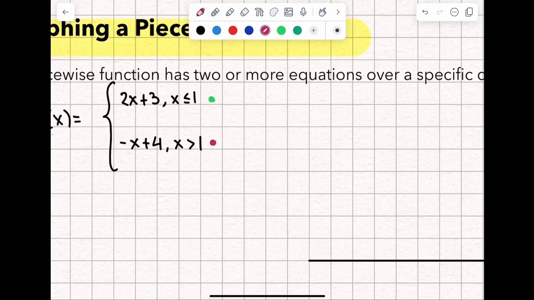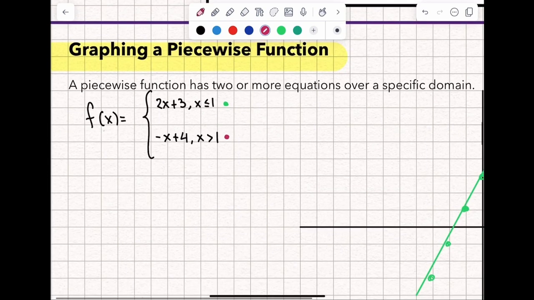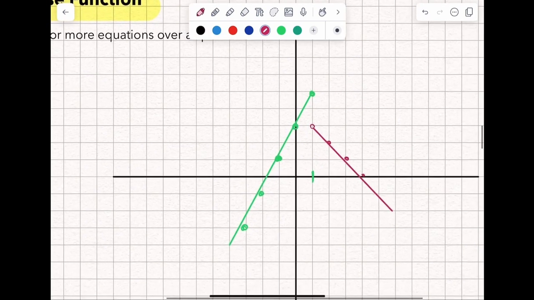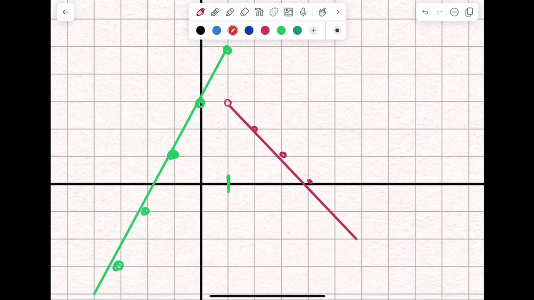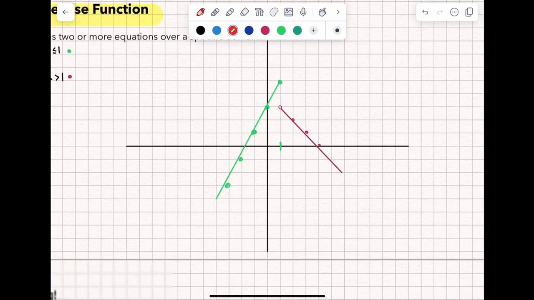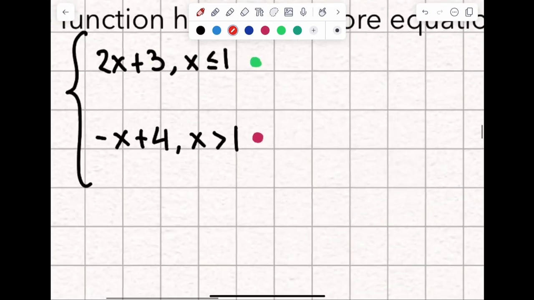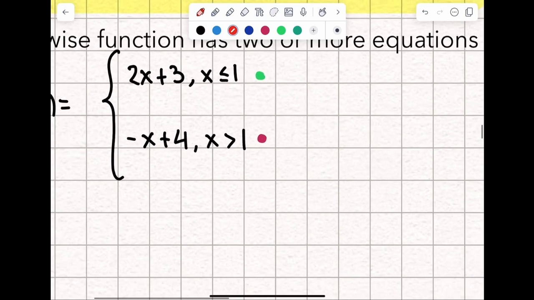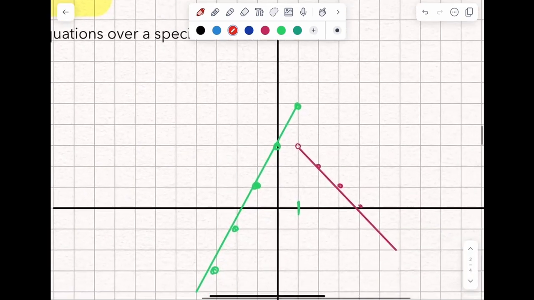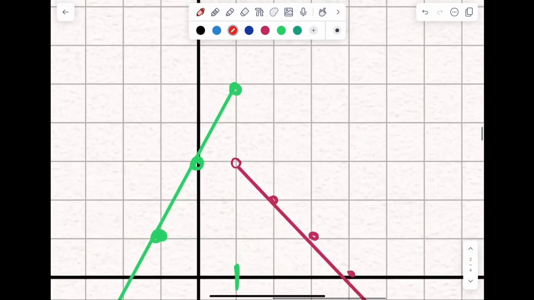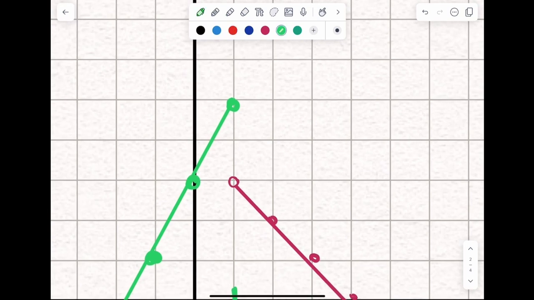And we can see that f(x) is equal to -x plus 4 when x is greater than 1. So for all the values that x is greater than 1, the graph is now -x plus 4. And we can see that the value of x when it's equal to 1 is on the graph 2x plus 3 and not on -x plus 4, which is represented by the closed dot and the open dot.